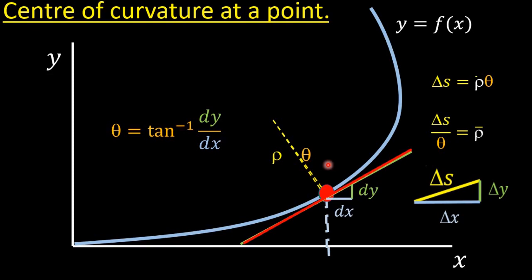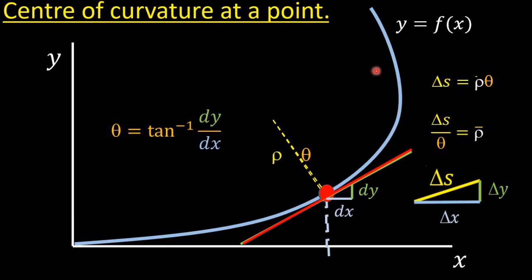So that means I can say theta between these two lines and these two lines are going to be equal, but to find theta between these two lines I just find the gradient, which is dy dx, and then do inverse tan of that, where I'm treating dy as the opposite and dx as the adjacent. So now there's our expression for theta.